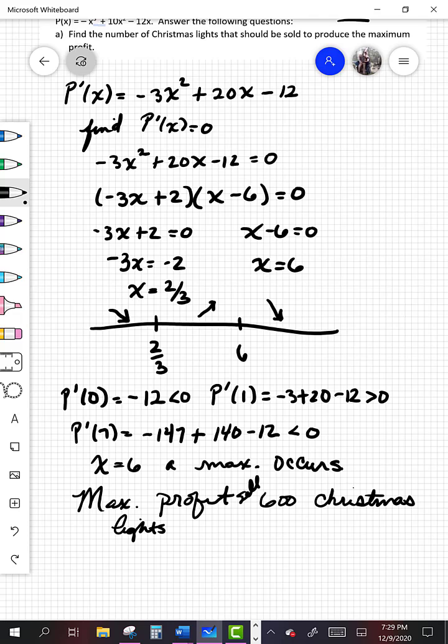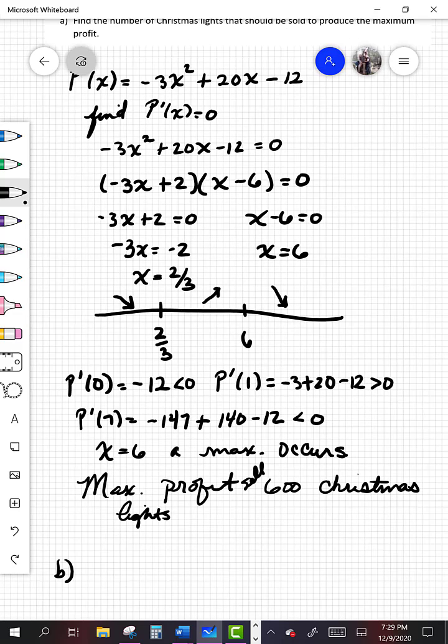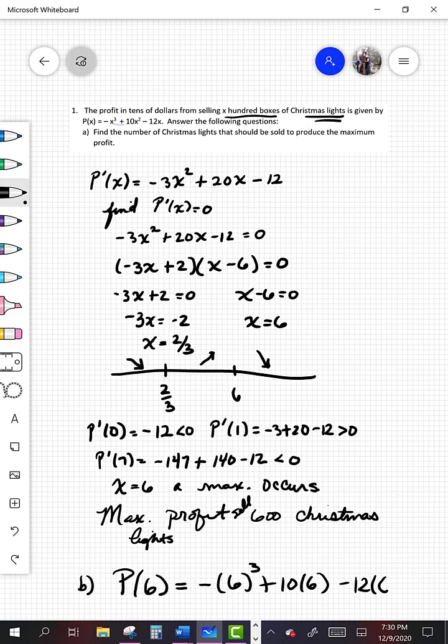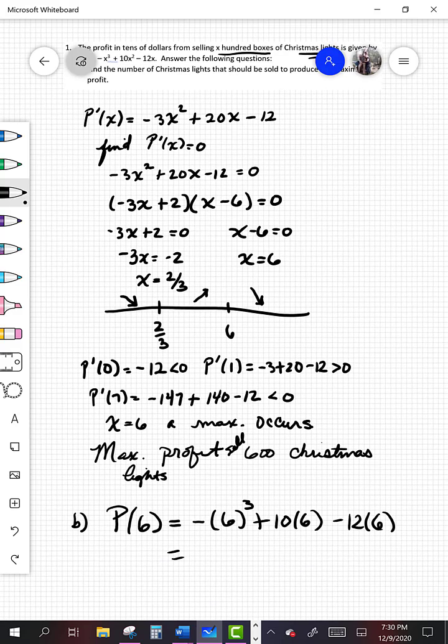So part B of this question wanted to know what is the maximum profit. So in order to find that maximum profit, we need to figure out what P(6) is. So we want to go back into the original problem function and plug in 6. So we have -(6)^3 + 10 times 6 - 12 times 6. So cubing 6, we get 216 with a negative in front, so we have -216 plus 60 minus 12 times 6.